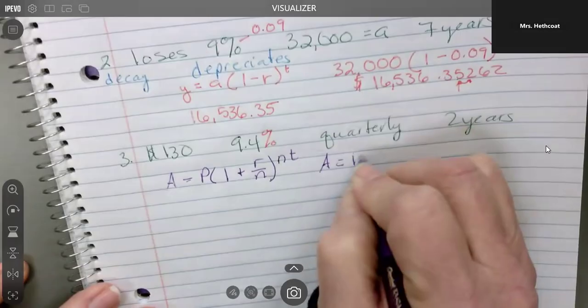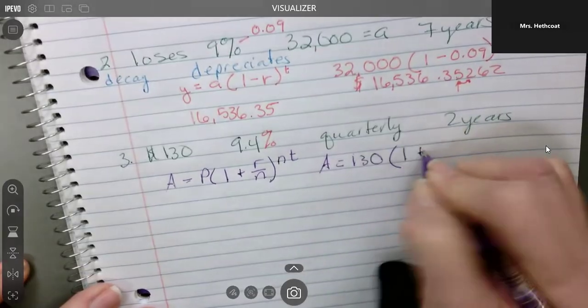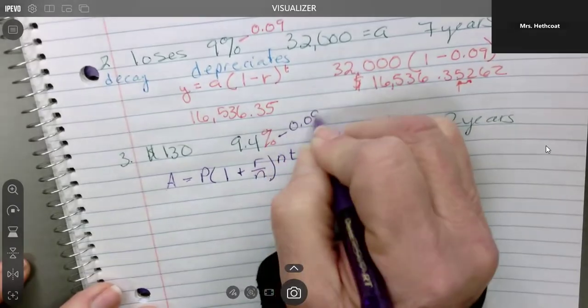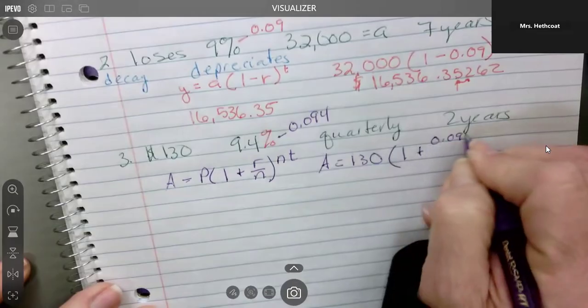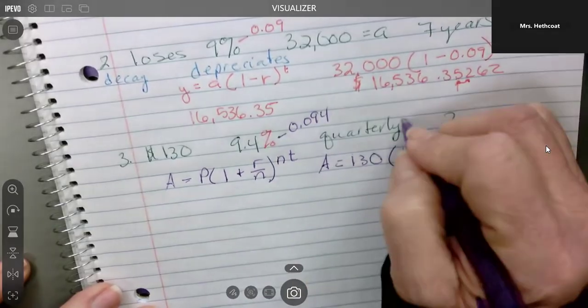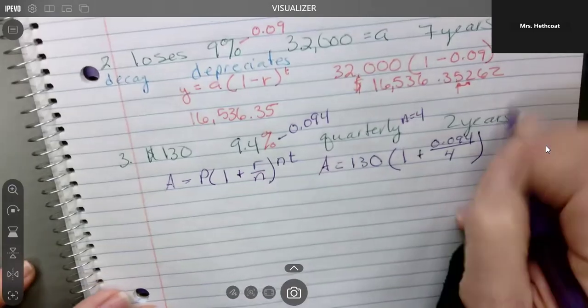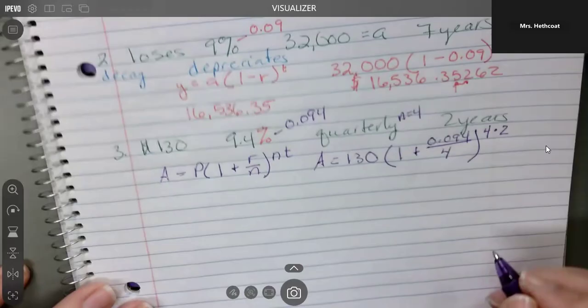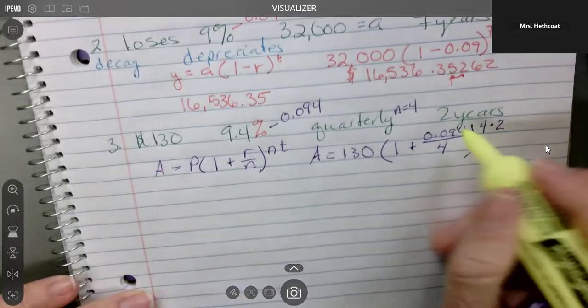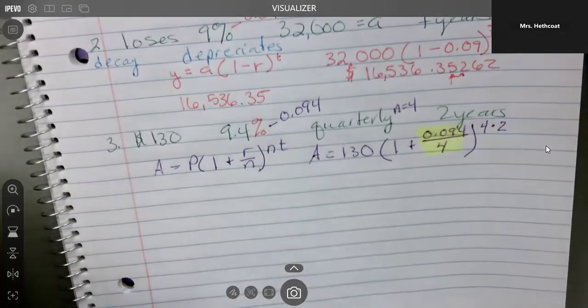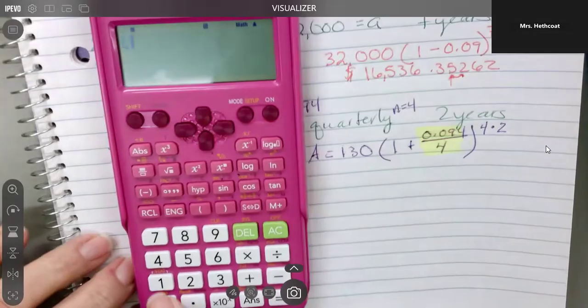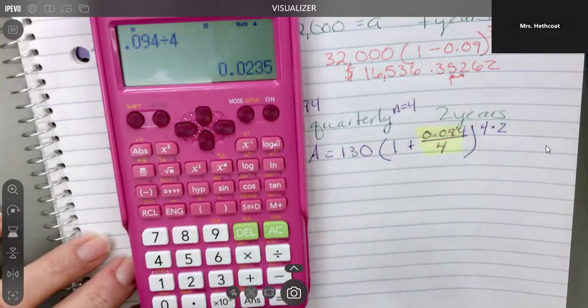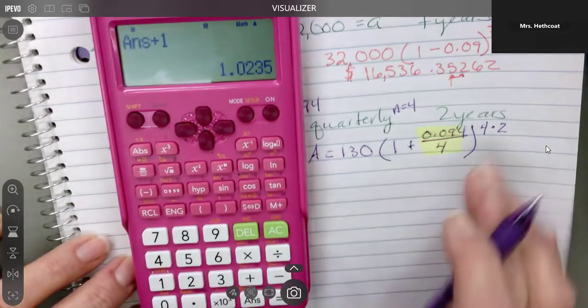Our principal is only $130. 1 plus, I got to change this into a decimal, 0.094. 0.094 over 4, because our n equals 4 when it's quarterly. And then n again in our power, to the power of 4 times 2 years. This part needs to be done first before you add, so I like to just do that on the calculator and then add. So I'm going to go clear. 0.094 divided by 4 equals 0.0235. And then I'm going to add 1 equals 1.0235.